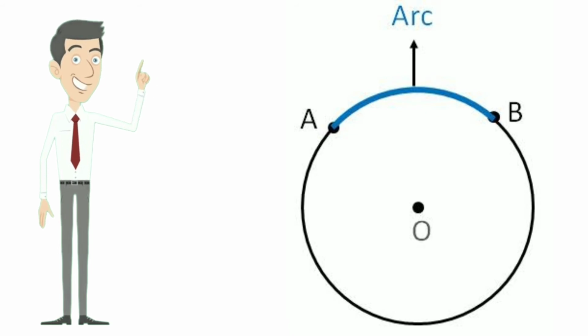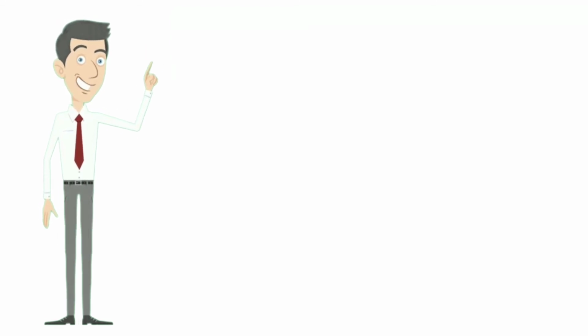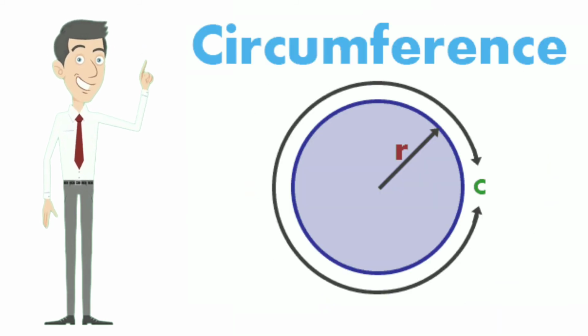Arc. Arc is a continuous portion of a circle. Radius. Distance from center of a circle to any point on that circle's circumference is called radius. Diameter. Diameter is a line segment or length joining two points on a circle's circumference and passes through the circle's center. Circumference. Distance around a circle is called circumference.